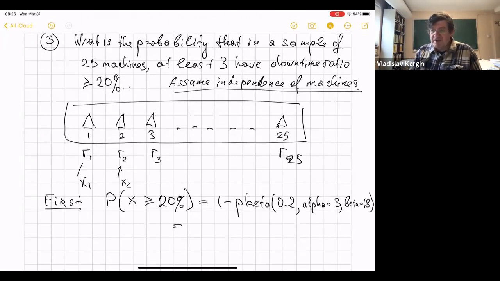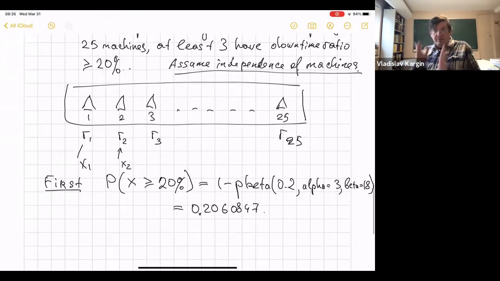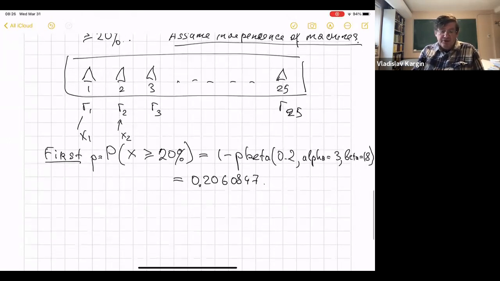It turns out that this is equal to 0.2026847, around 20%, the exact digits not being important. This is the probability that a specific machine is defective, so we can think of it as P, the probability of a success, meaning that the machine is defective, in our 25 trials. This is the first step.